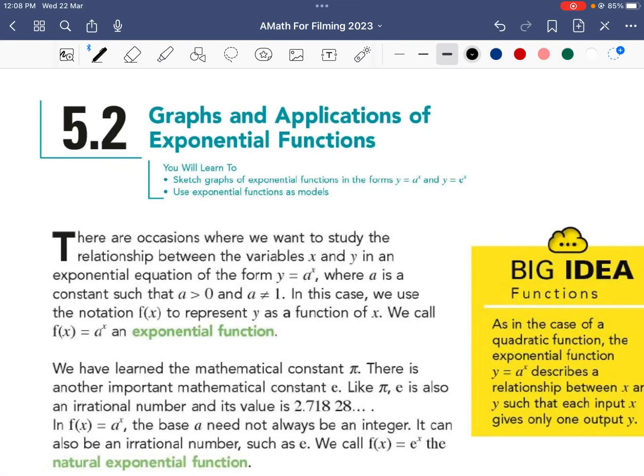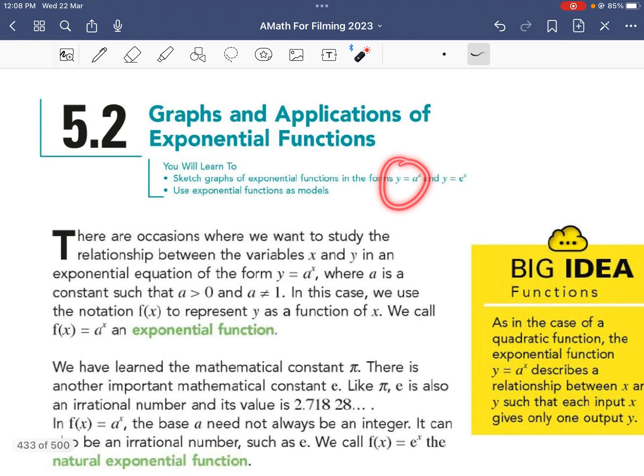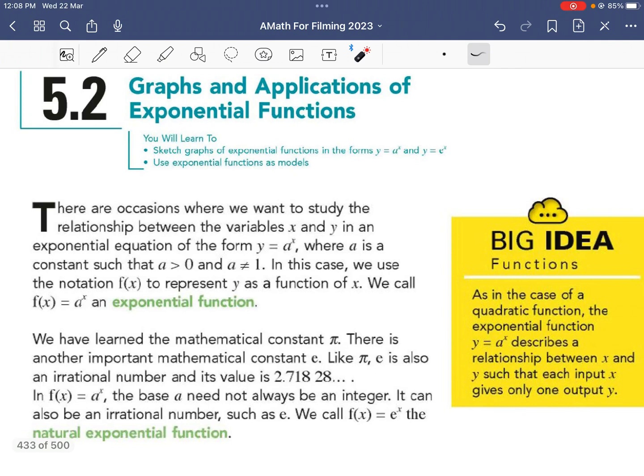Hello everybody, and today we'll be looking at 5.2, graphs and applications of exponential functions. So in this lesson, you should be able to sketch graphs that are of the form y equals a to the power of x and y equals e to the power of x, and to use exponential functions as models.